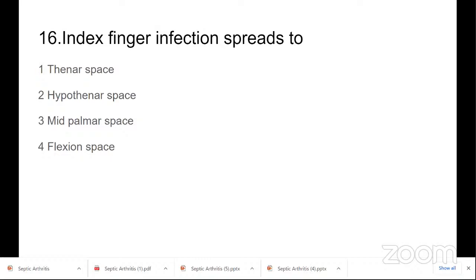Index finger infection spreads to the mid palmar space. Mid palmar space. Excellent. Very good, Manjunath. I will explain what the spaces are in subsequent slides.